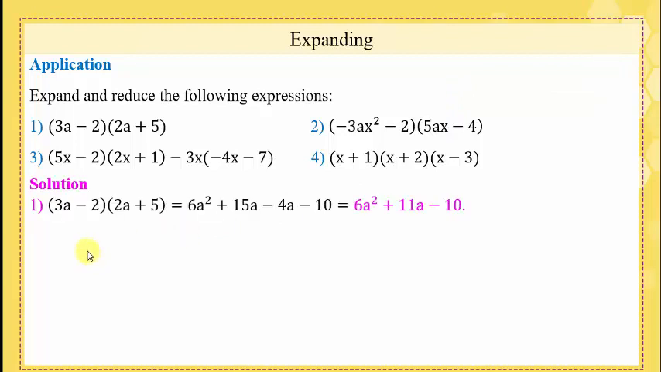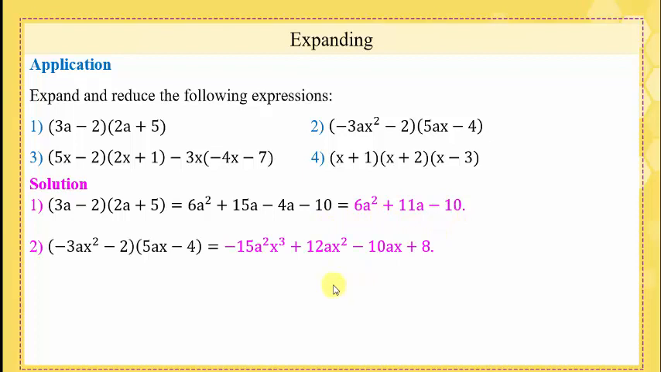Solution: Part 1. 3a times 2a, 6a squared. 3a times plus 5, plus 15a. Minus 2 times 2a, minus 4a. Minus 2 times plus 5, minus 10. We reduce it to get 6a squared plus 11a minus 10. Part 2. Minus 3a x squared multiplied by 5ax, we get minus 15a squared x cubed.